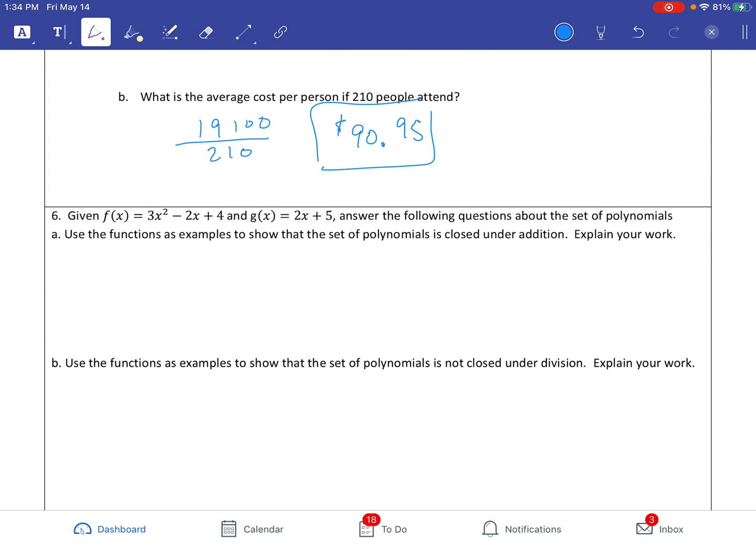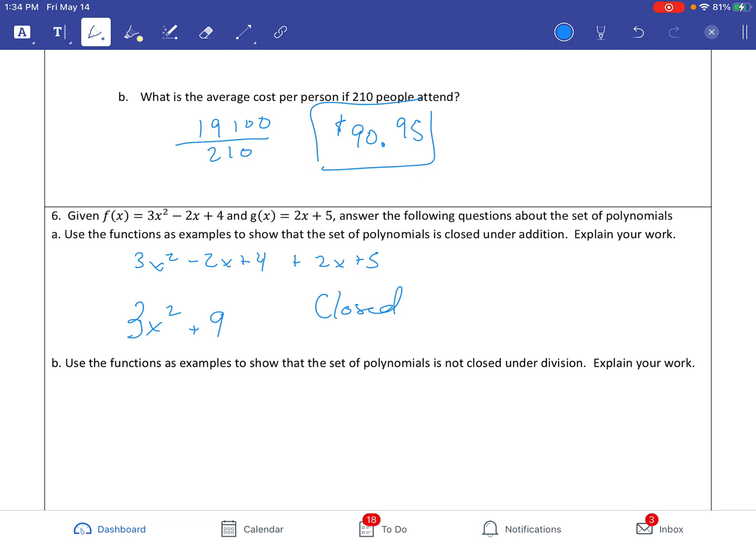All right. We're given two polynomials. We want to see if they're closed under addition. So for closed under addition, all you have to do is add up the polynomials. We have 3x squared minus 2x plus 4, plus 2x plus 5. We're just going to combine the like terms. 3x squared has no like terms next to it. Negative 2x plus 2x gives you 0, so that goes away. And 4 plus 5 gives you 9. All right? So we started with two polynomials. We ended up with a polynomial. That means this is closed.